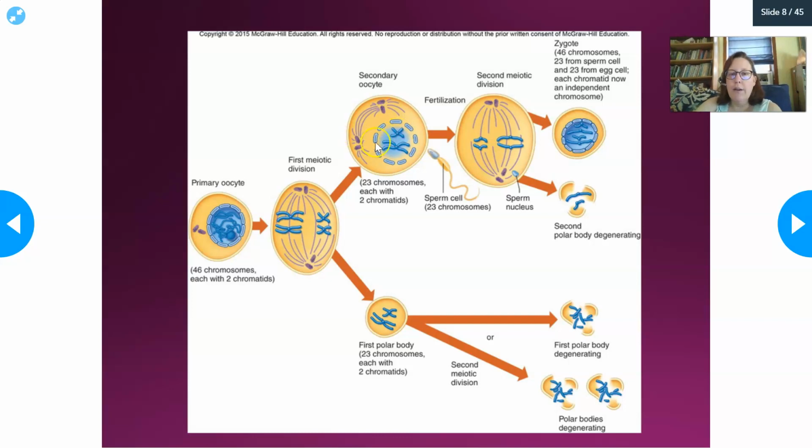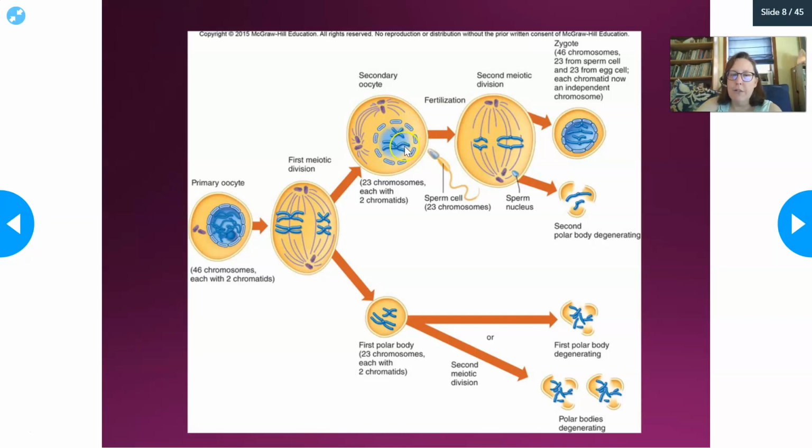So then the secondary oocyte is going to be released as an egg, but after this first meiotic division, it still has to undergo another meiotic division, and that will happen after fertilization. So the secondary oocyte here has 23 chromosomes with 2 chromatids, so you have 2 copies of chromosome 1, 2 copies of chromosome 2, but they're still attached by the little centromere here.